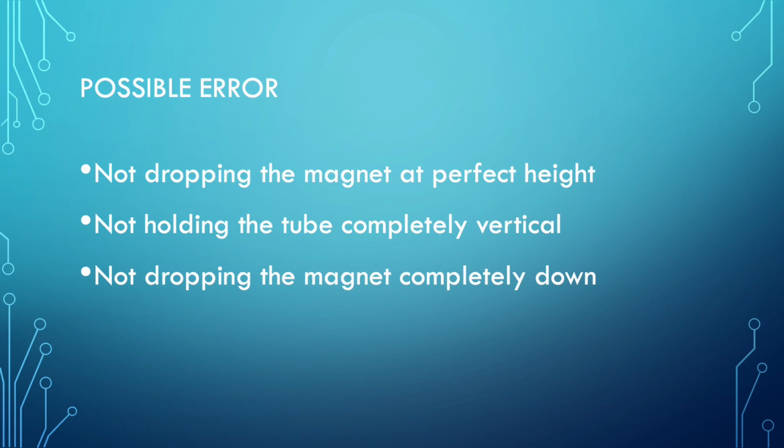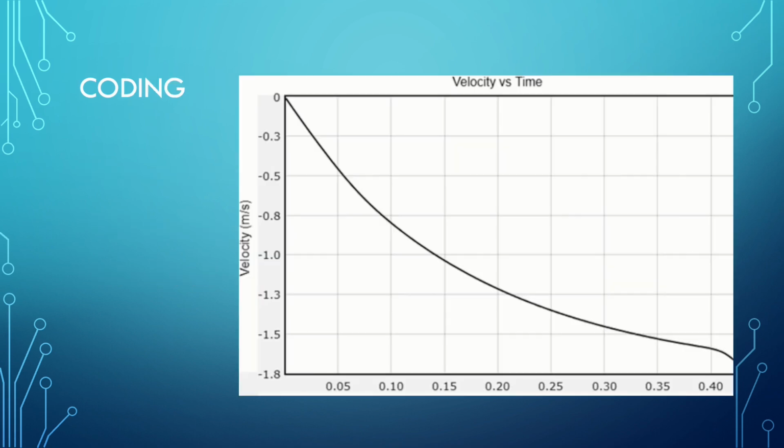So some possible error in this experiment are really just all centered around the time of the drop. If the magnet is not right above the drop area or the tube, if we're not holding the tube completely vertical, and if you're not dropping the magnet completely down, these could cause the magnet to drop in inconsistent manners. And then through our computational model, this is just the graph that we got, again leading to the result that the predicted was 0.4 seconds.